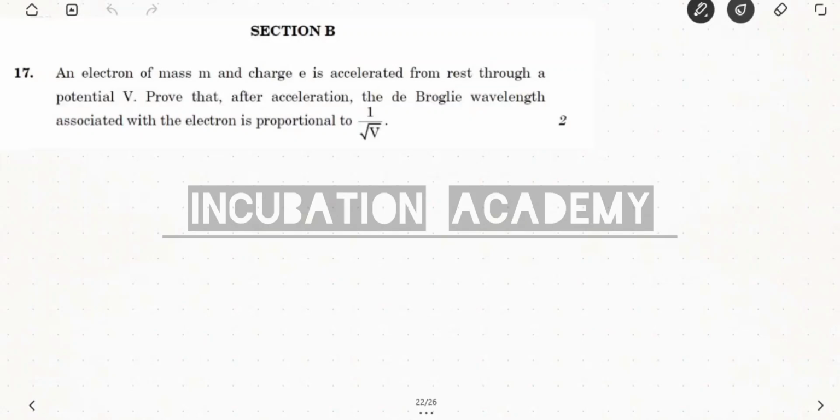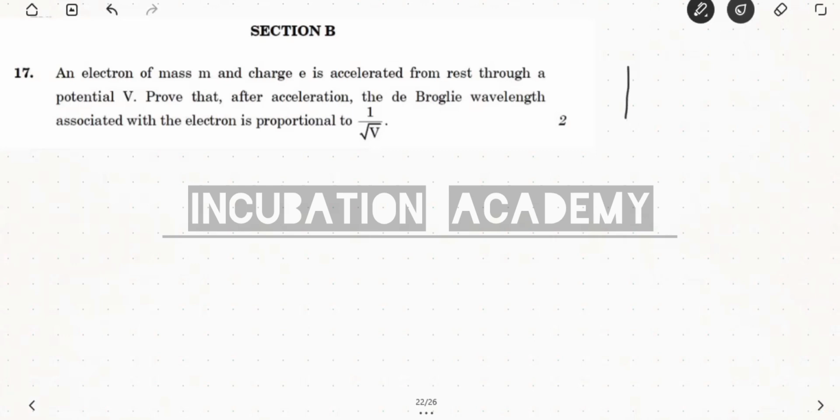Welcome everyone. The question shown on the screen is Set 3, question number 17, section B of the CBSE 2025 physics question paper. An electron of mass m and charge e is accelerated from rest through a potential difference V. So let us draw this.